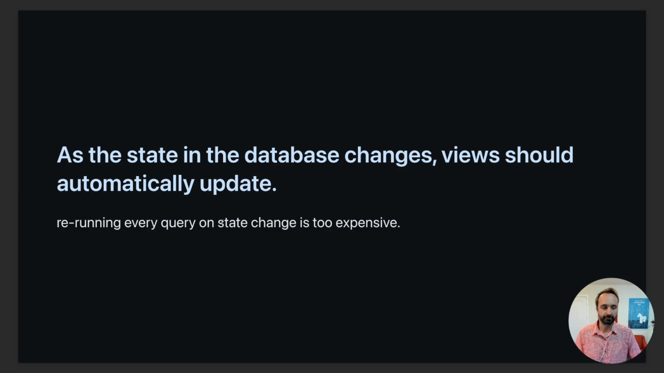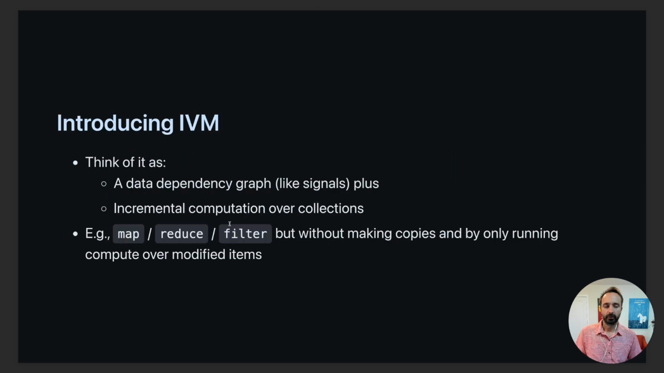And this should also be efficient, right? We shouldn't have to rerun every single query in the app if the database changes. The queries that are impacted by a given write should be updated, should be patched in place without any rerunning. So IVM is the process by which we can do this.